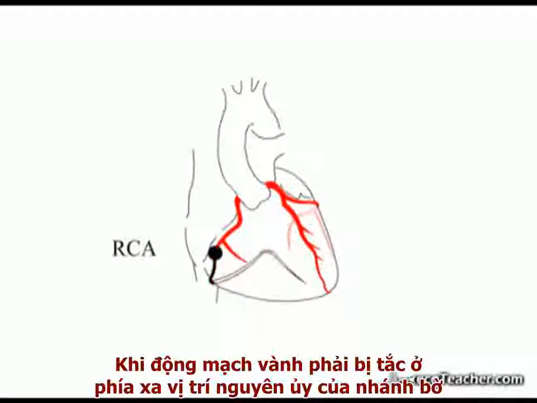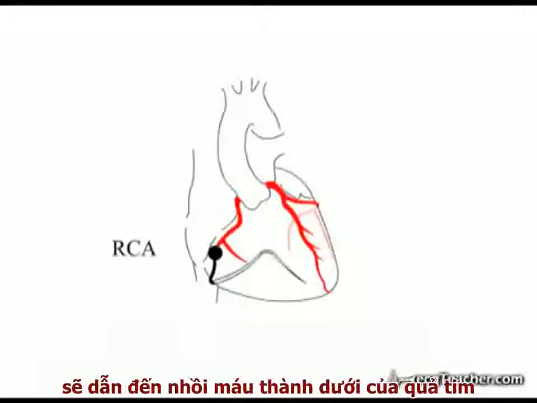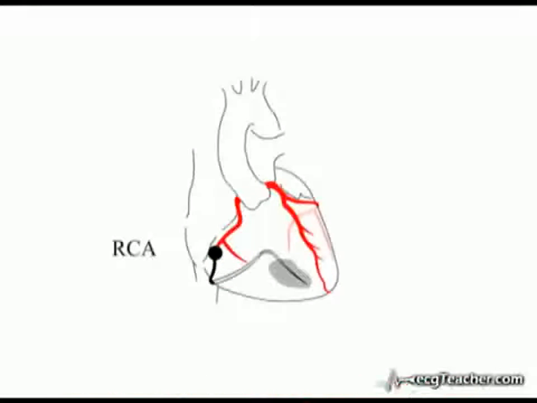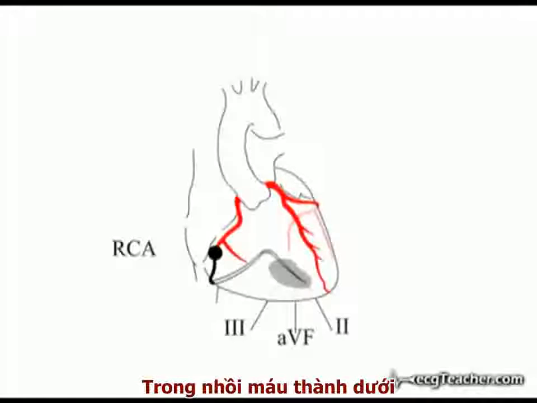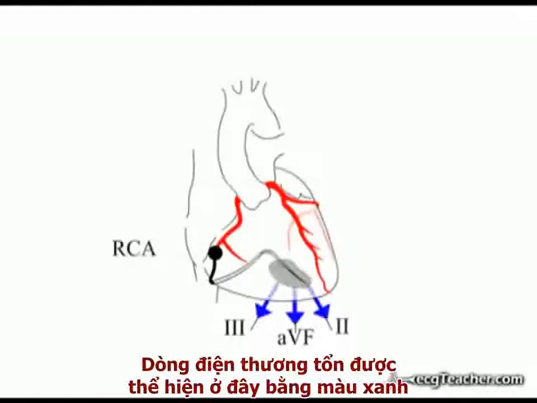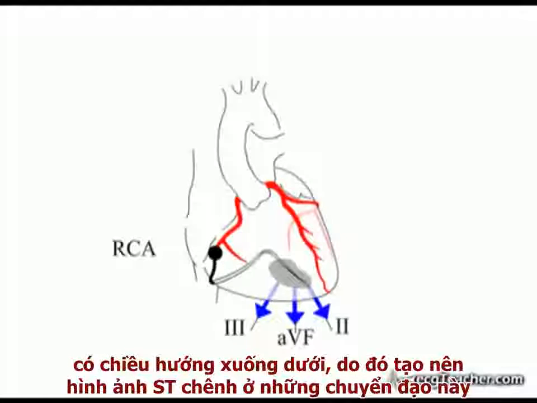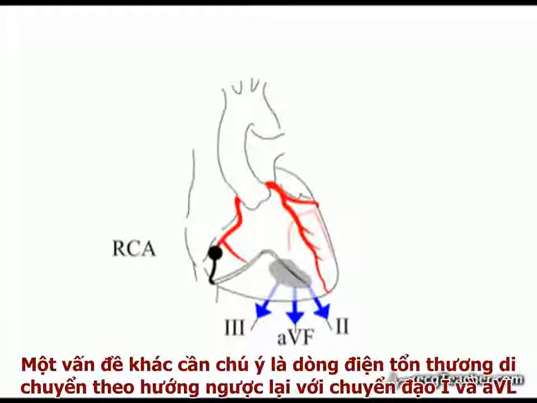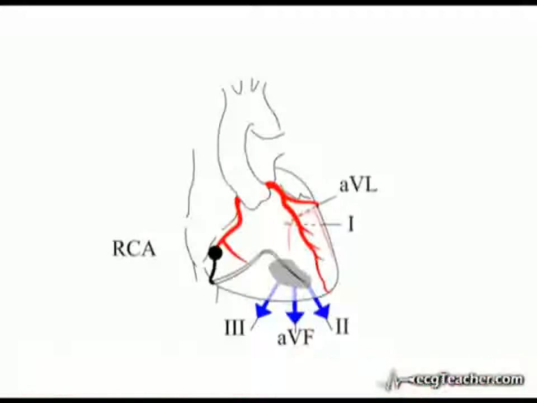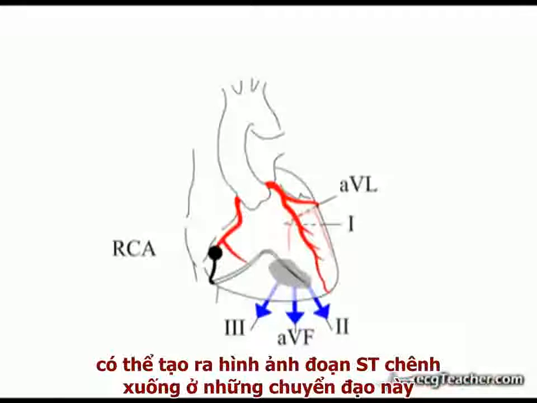This posterior descending branch also supplies the posterior 1/3 of the interventricular septum. Blockage of the RCA distal to the origin of the marginal branch infarcts the inferior surface of the heart. This inferior surface is examined by leads 2, 3 and AVF. In inferior infarction, the injury current, represented here by the blue arrows, therefore produces ST elevation in these leads. Note also that the injury current is moving directly away from leads 1 and AVL. As we'll see shortly, on the ECG this can produce ST depression in these leads, so-called reciprocal change.